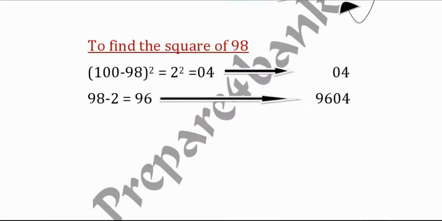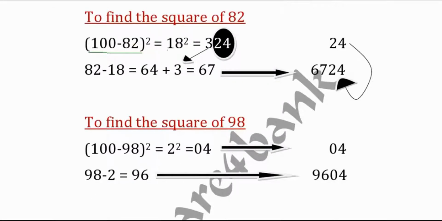Let's see another example. How can we find the square of 82? As in the previous case, 100 minus 82, what do we get? 18. And if we find the square of 18, we get 324. Okay, so keep this last 24 alongside here, and now subtract this subtraction result 18 from the base number, because the base number is itself, 82. So 82 minus 18, what does it give? 64. 64 plus this residue 3, 64 plus 3, 67. So 67 and this 24, if we write it simultaneously, it gives 6724.